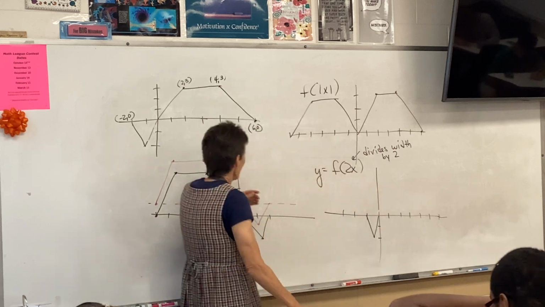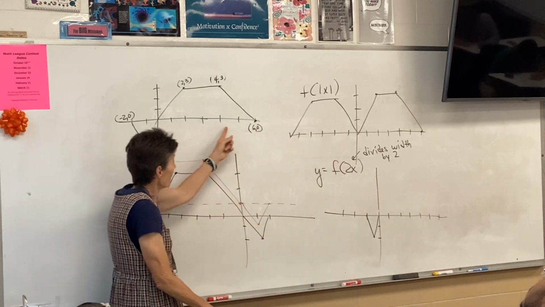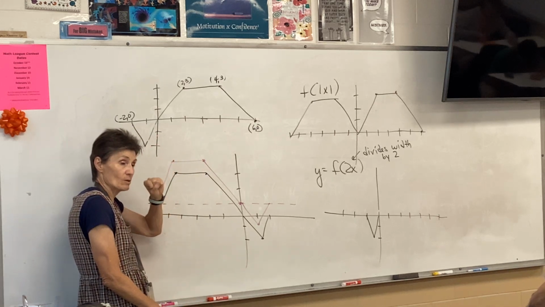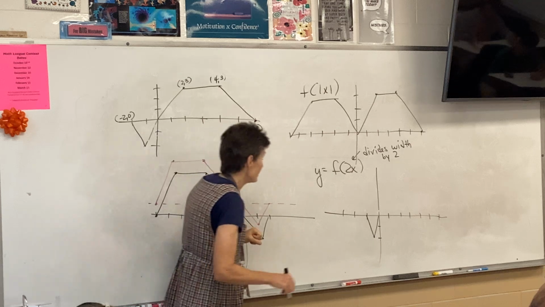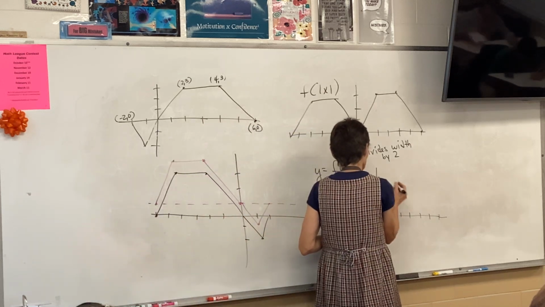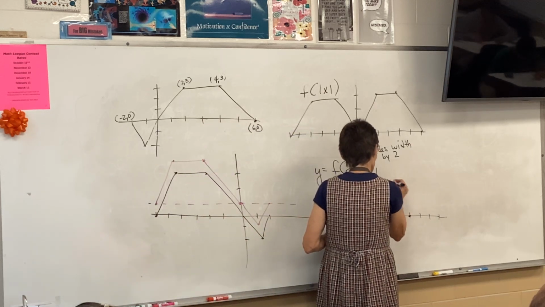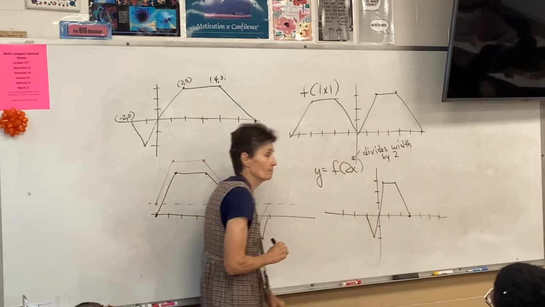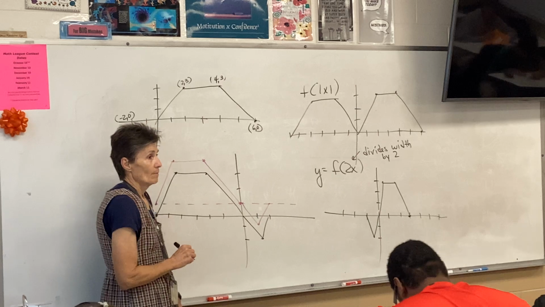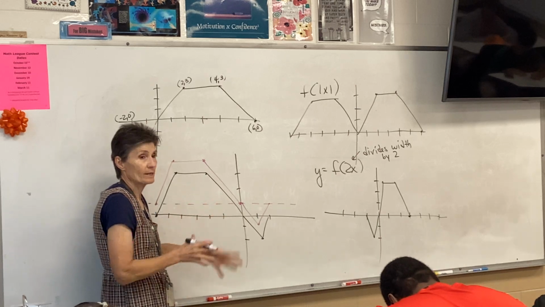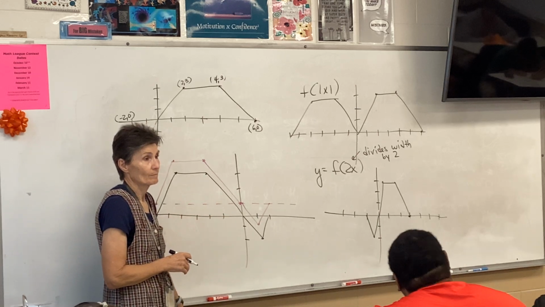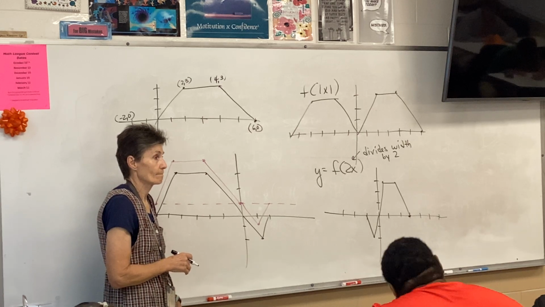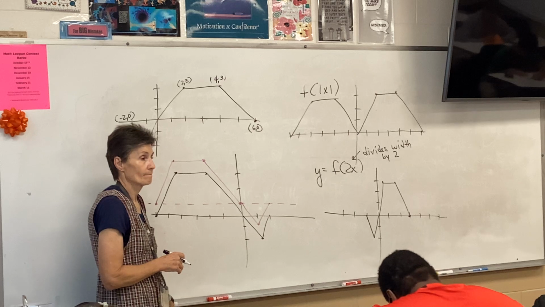Now what about my trapezoid? That's the only other thing I've got. How wide is my trapezoid? 6. Now it's only going to be 3. Now it's the same height, but now it's only 3. So your x's are getting divided by 2. Okay?